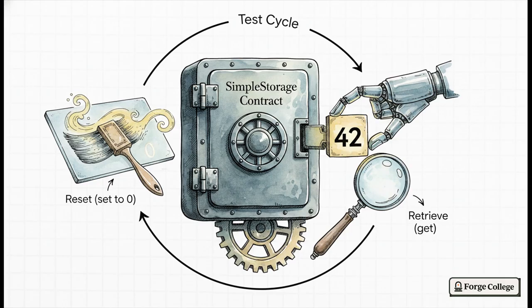Inside, our beforeEach hook tells Hardhat's ethers.js library to deploy a brand new simple storage contract. Then, we drop into our first it block to check the default state. We call the retrieve function, and we use Chai to expect that value to equal 0.